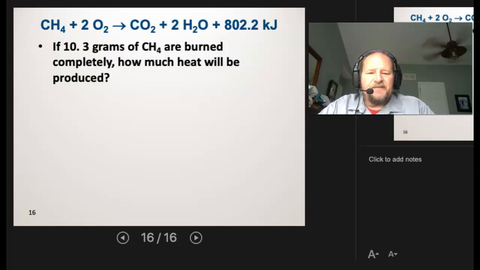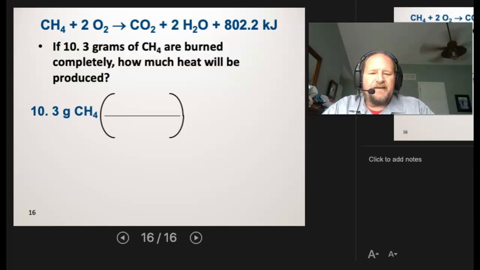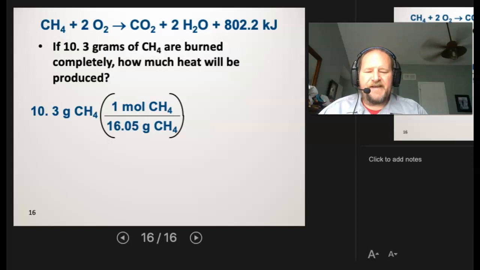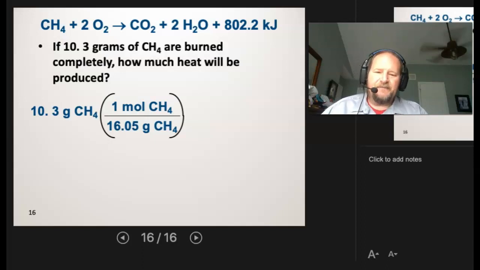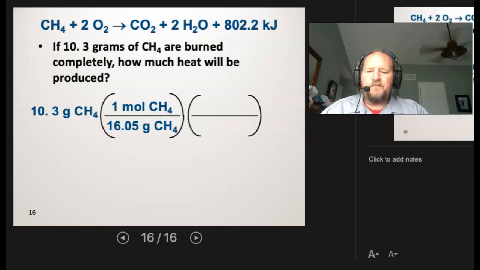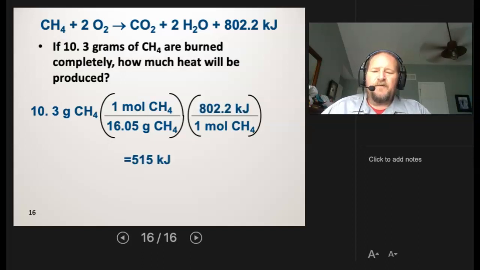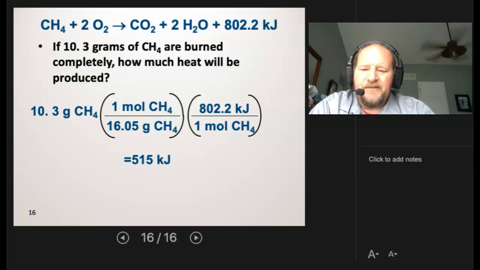So we'll set this up just like we did before with stoichiometry problems. We'll start with 10.3 grams of methane, and we'll convert that to moles of methane. I'll go to my periodic table, and for every 1 mole of methane, it's going to be 16.05 grams of methane. Here's where it changes a little bit. The stoichiometric ratio is going to give us the answer. So we don't have to convert A to B and then solve B to a mass, because now we're looking at energy. So instead, we're going to say 1 mole of methane is going to give us 802.2 kilojoules of heat. We run that through our calculator and we get 515 kilojoules. So if we burn 10.3 grams of methane, we will release 515 kilojoules of heat.